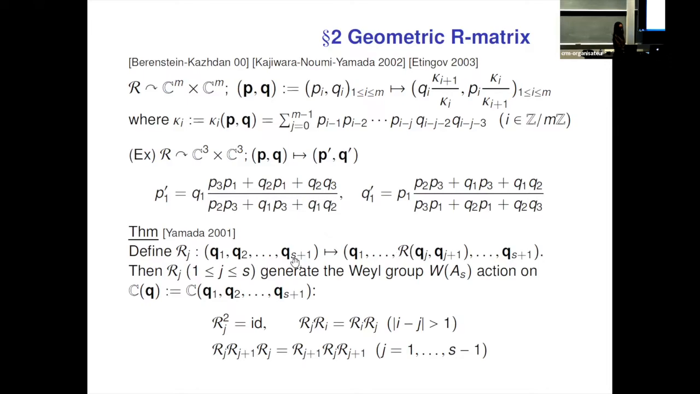Then this Rj, for j from 1 to S, generates the Weyl group action of A type on the rational function field generated by all variables appearing in these vectors. Namely, this is an involution, and if i and j differ by more than 1, they commute, and they satisfy this Lambda relation. So this gives a Weyl group action of A type.